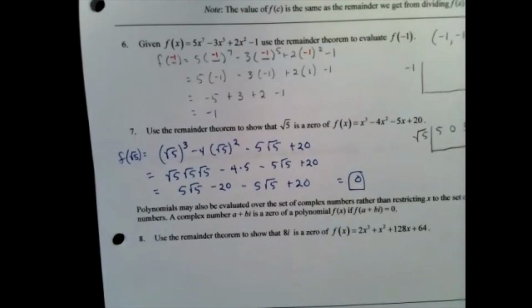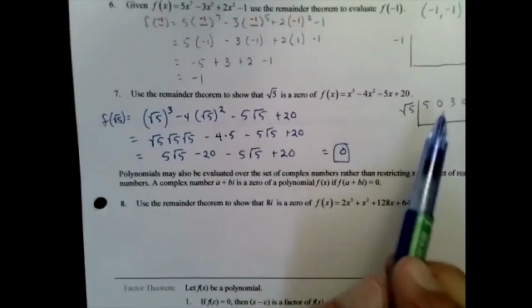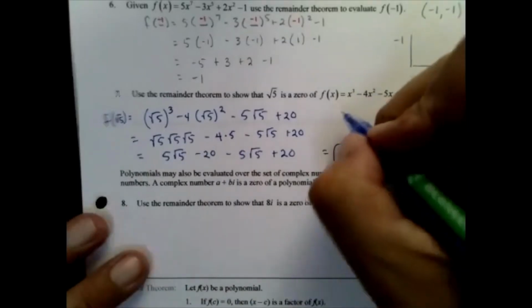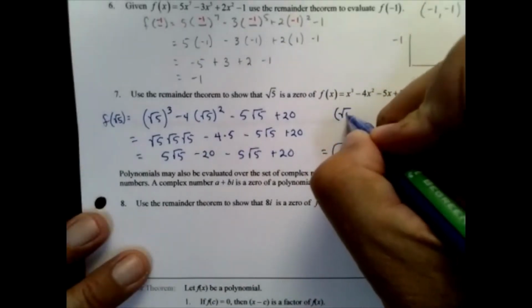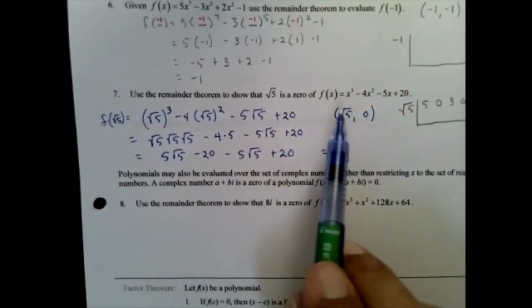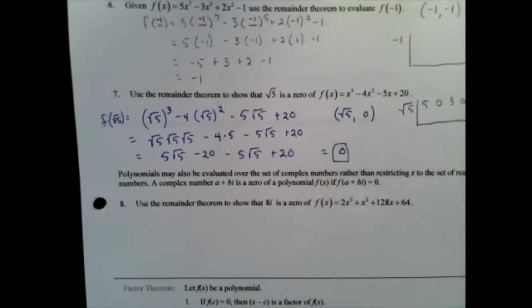It does equal 0. So instead of doing all this synthetic division and ending up with a 0 out here, oh, goodness gracious, I was able to use the remainder theorem. And now I know there's an ordered pair, square root of 5, comma 0. Because the square root of 5 was the x value, 0 is my y value. And we all know square root of 5 is 2.35, blah, blah.